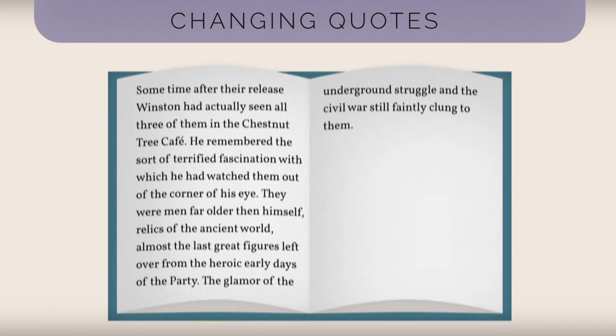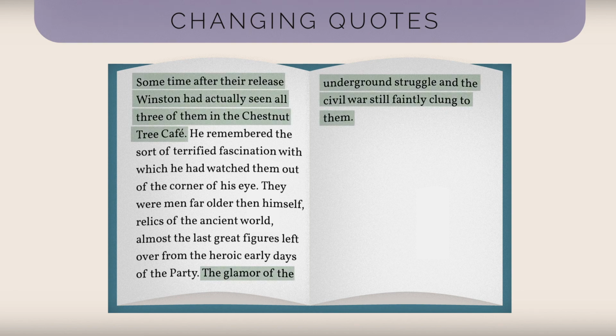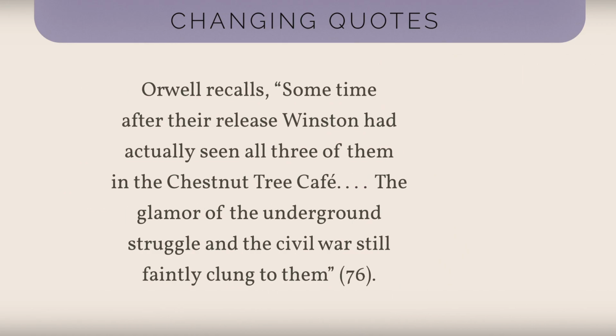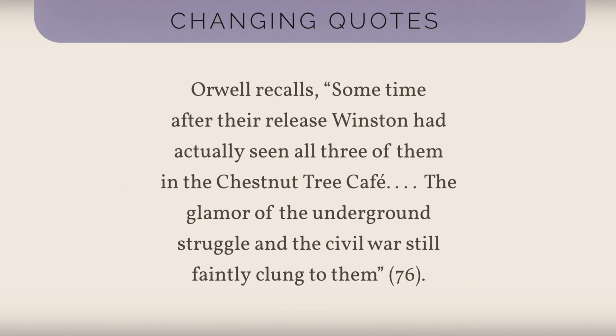If you have a very long quotation that you want to shorten, but the section you want removed is in the middle, you can take out the section and replace it with an ellipsis, which consists of 3 periods separated by spaces. This lets the reader know that a part has been removed.